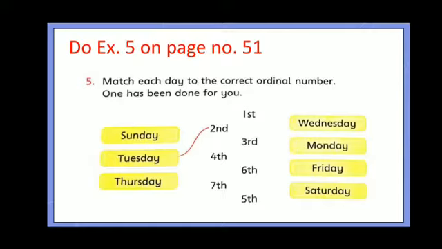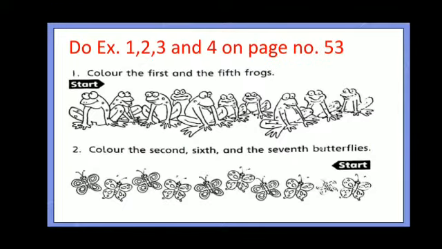Now do exercises 1, 2, 3 and 4 on page number 53. On page number 53, ordinal numbers. Color the first and the fifth frog. Exercise 1. Color the first and fifth frog. First, second, third, fourth and fifth. Now color the first and fifth frog.